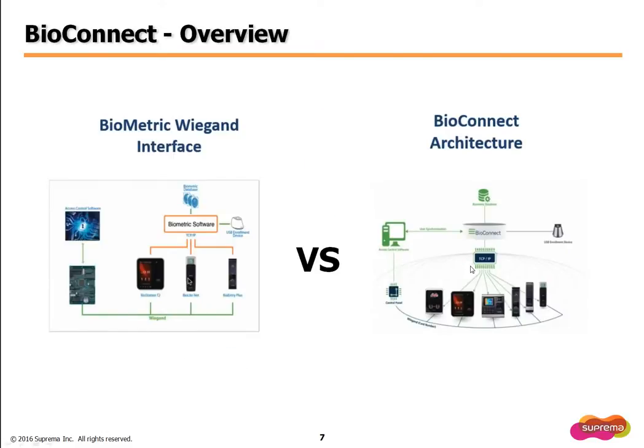And from the slide, I would like to show you what exactly is the main difference between biometric Wiegand interface and BioConnect architecture. So biometric Wiegand interface, we're talking about BioStar. We're talking about you having two separate software, access control software and BioStar. That's the biometric Wiegand interface. Here you have two different software, access control software and BioConnect.